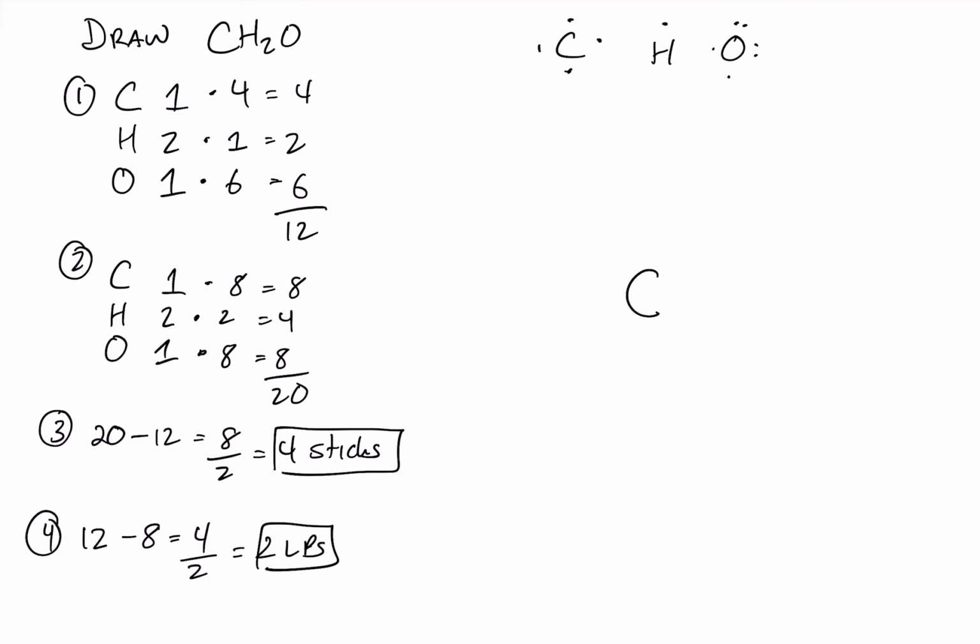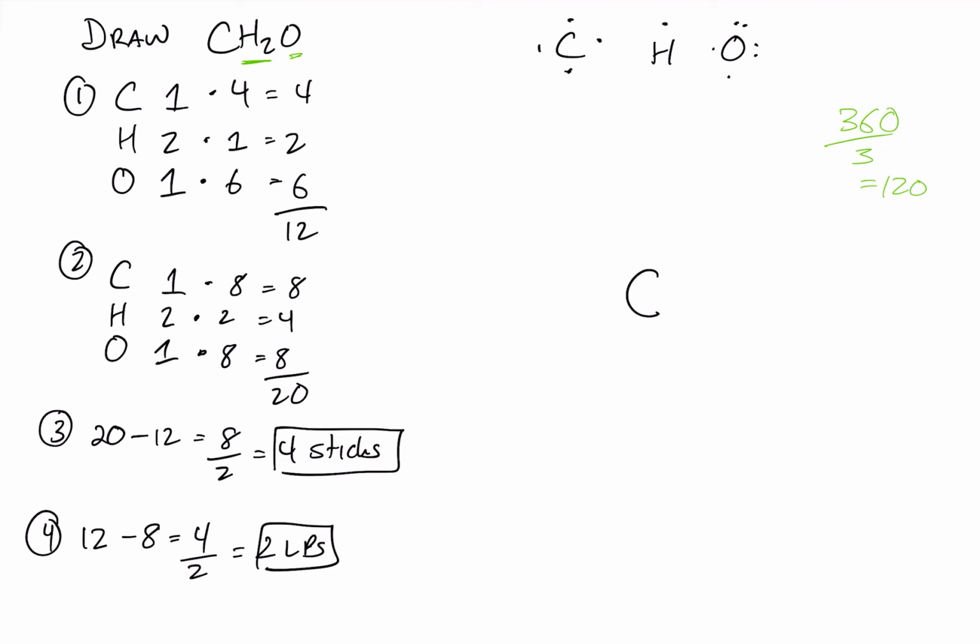Now, we're going to treat this area around carbon as a 360-degree circle. We have 3 different atoms, 2 hydrogens and 1 oxygen. So 360 divided by 3 is going to give us 120 degrees of separation. That's what we're going to do. We're going to put them 120 degrees away from one another.